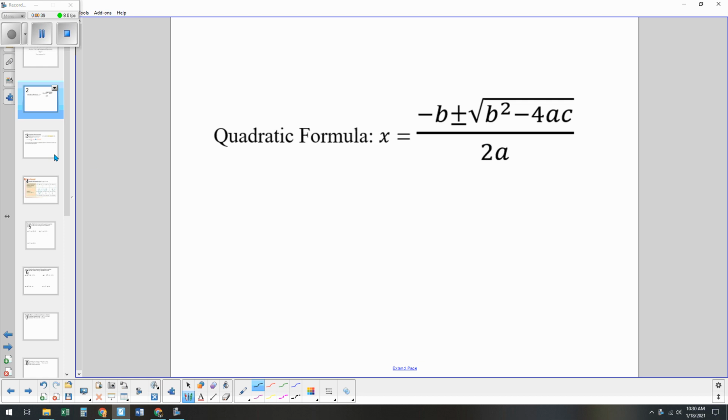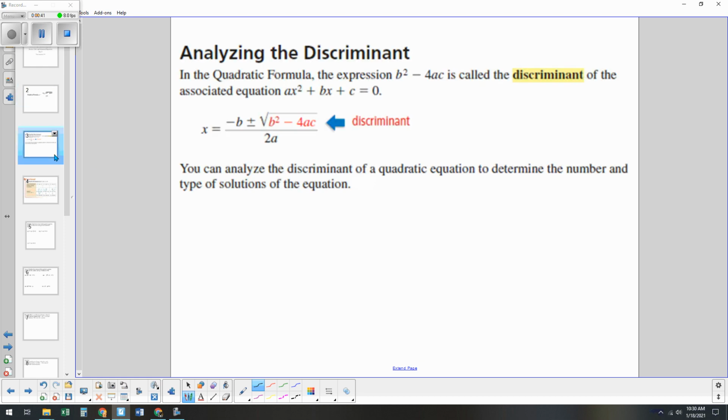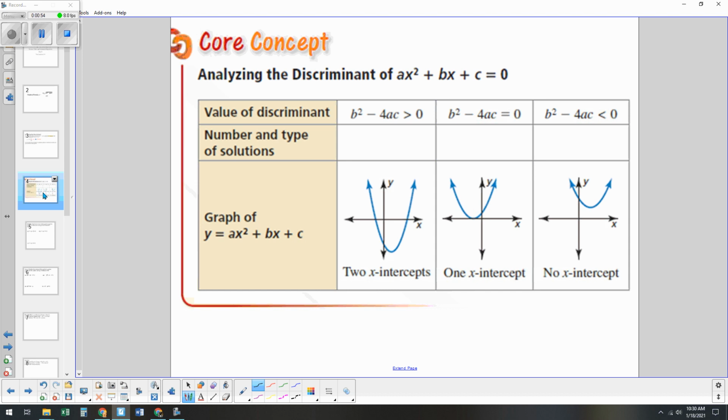Before we get into solving with that, though, there's something called the discriminant, and the discriminant is the part underneath the square root. That is actually going to tell us how many solutions we have and what types of solutions those are. So if I end up with a positive discriminant, that means I'm taking the square root of a positive number, right? When you take the square root of a number, you get the positive and negative of that. So that means there's going to be two real solutions when the discriminant is greater than 0.